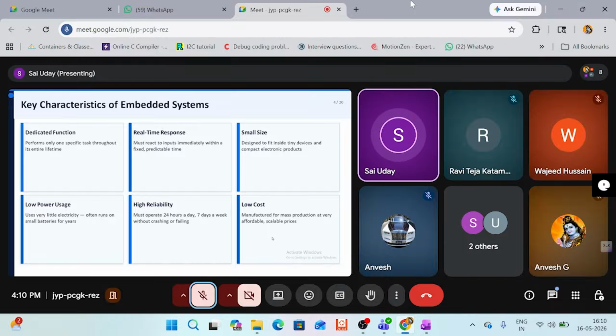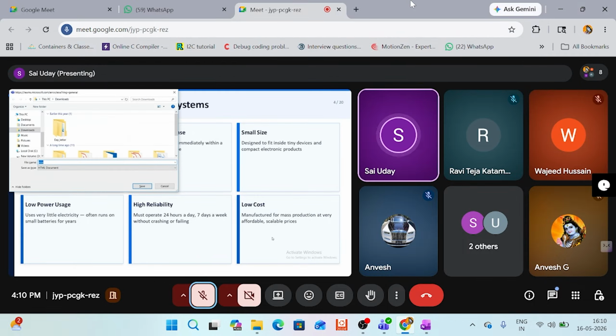Then highly reliable, so it should work 24 by 7 every week. It should not stop anywhere, so it should have a battery or some other power source. Then it should be low cost. The embedded product should be low cost, then only will any person choose it, otherwise it will be useless. If the cost is more, people won't take it. So cost is also something we need to consider.